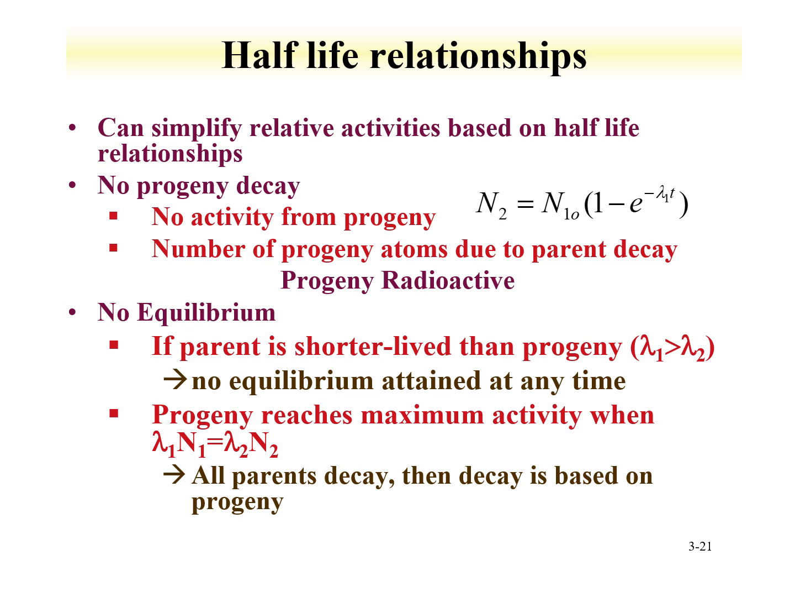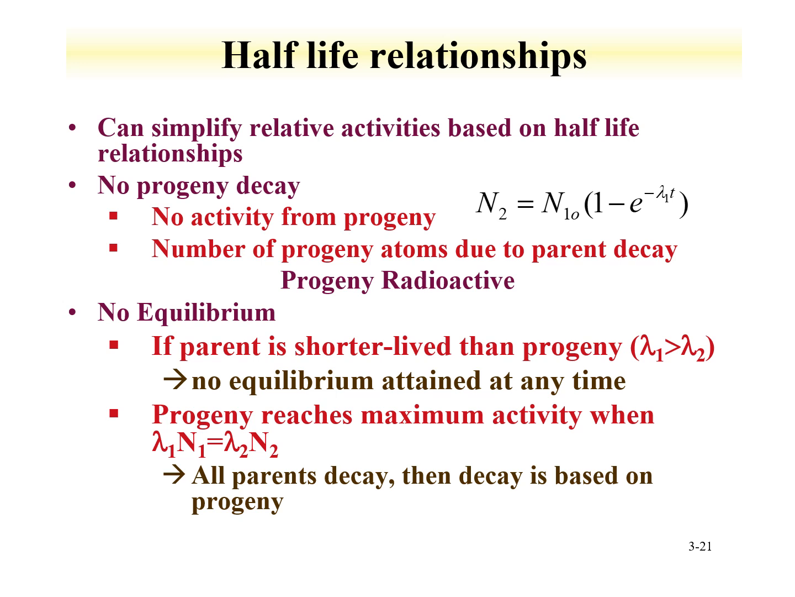For instance, the simplest one would be that there's no progeny decay. The number of progeny atoms is just due to the decay of the parent. The number of progeny atoms keeps growing, and the parent value keeps decreasing. So this is where if I had an isotope that was decaying directly into a stable progeny, that would be the case.